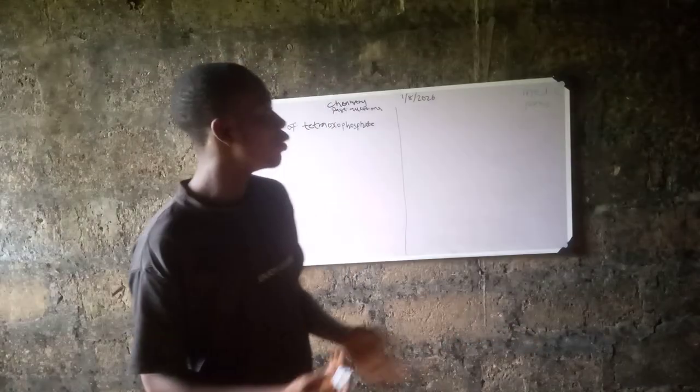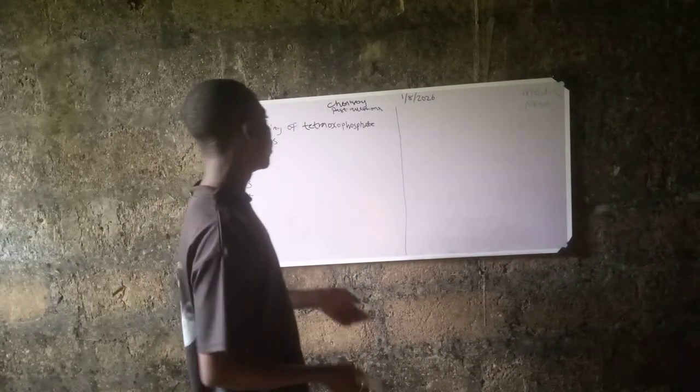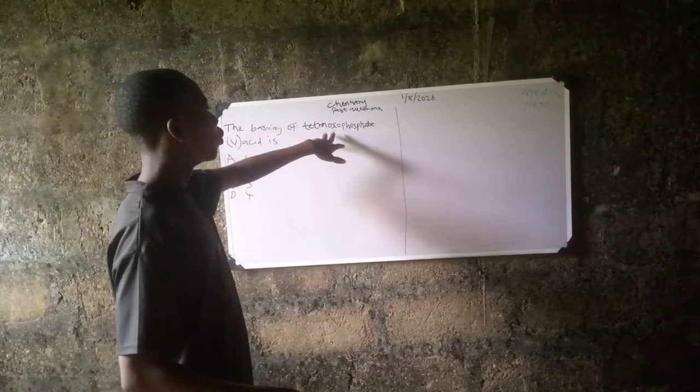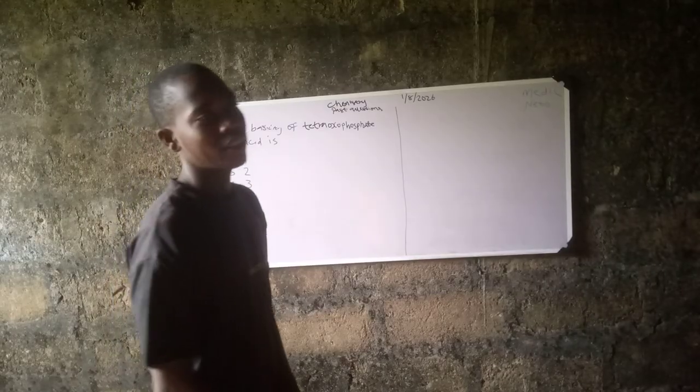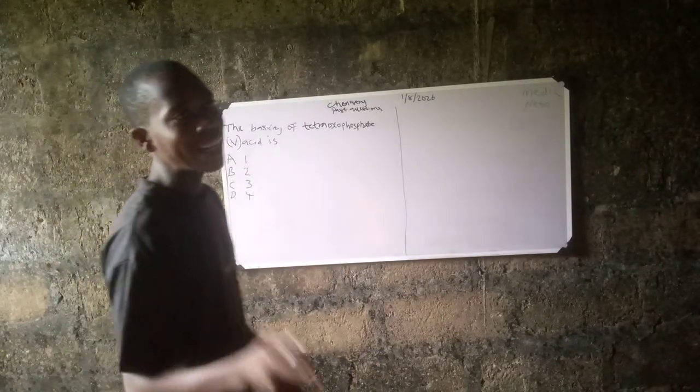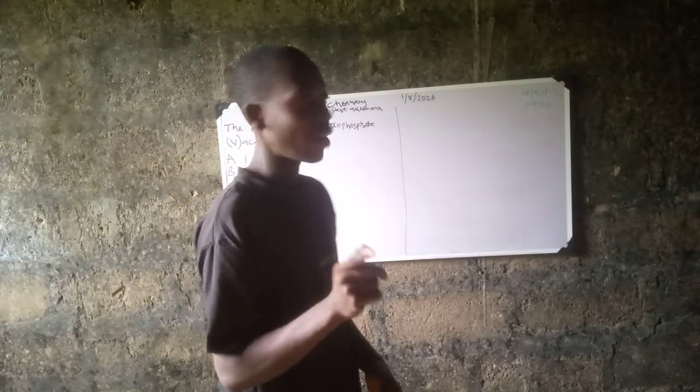But the funniest aspect of this is that some of us don't even know how to write out this tetraoxophosphate form. That's the only problem we have in chemistry. So now let's write it out. And I will also tell you why they call it tetraoxophosphate 5.